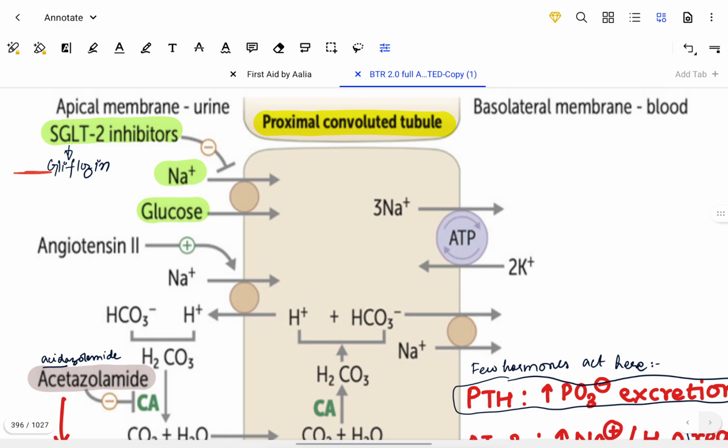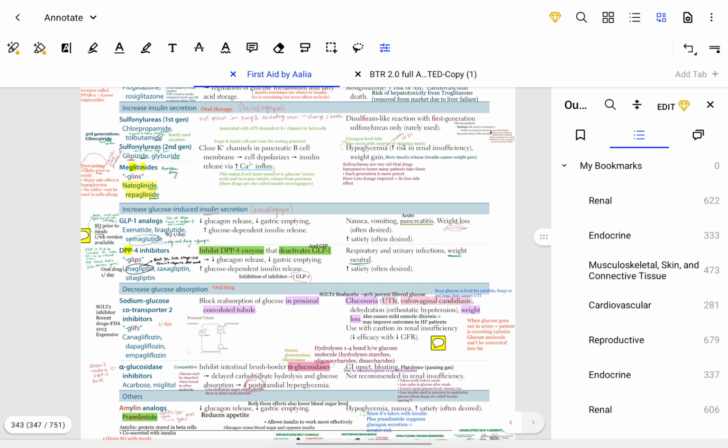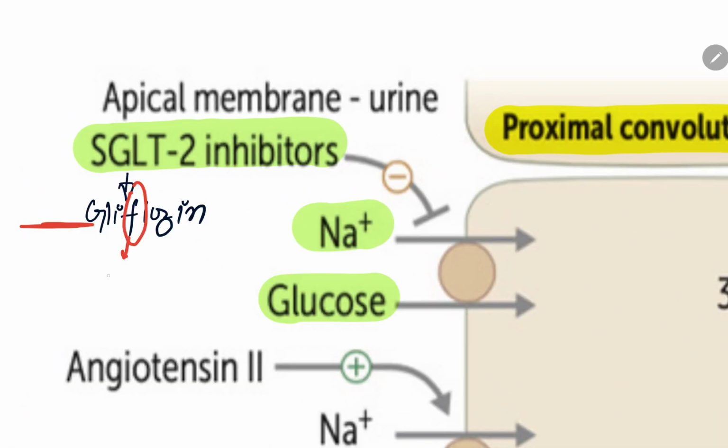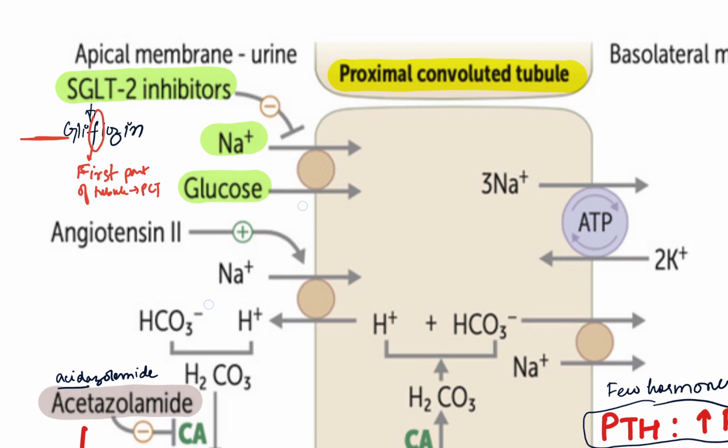We'll probably forget which drugs are which, so I got a trick. F for first, right? First part of the tubule, PCT, the first part of the tubule. So F is for the gliflozins, and glucose, you'll get that. You might be confused what F is, so F for first part, so it's for gliflozins.